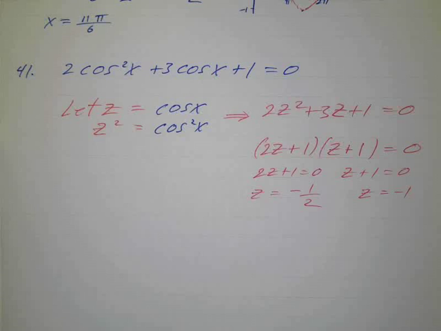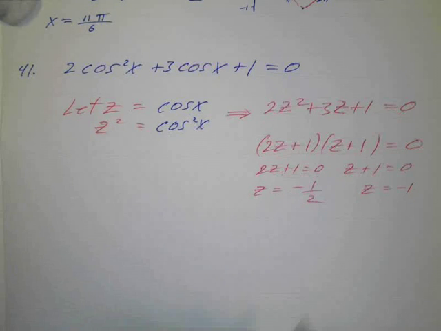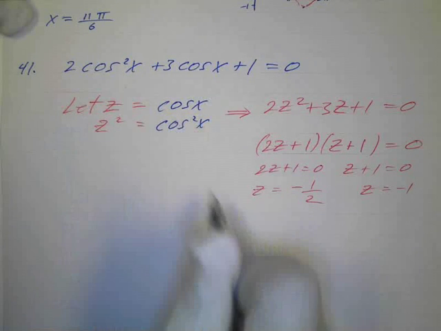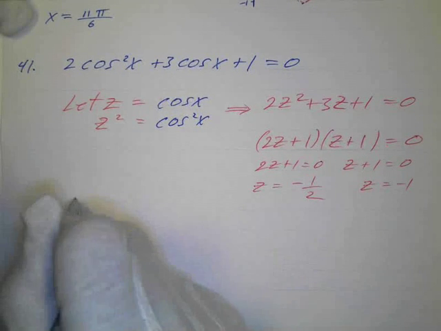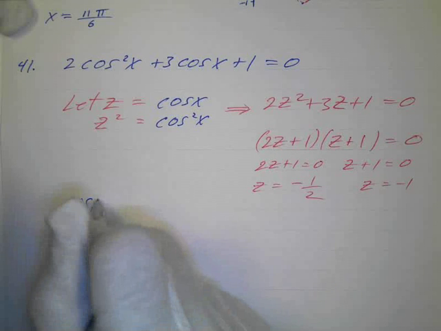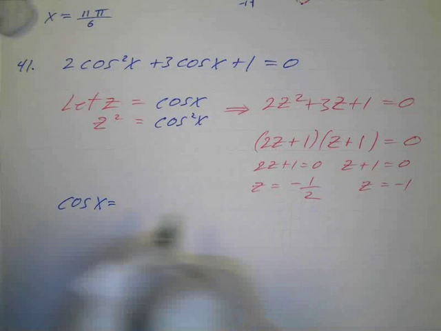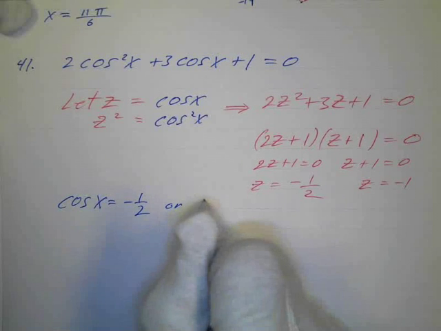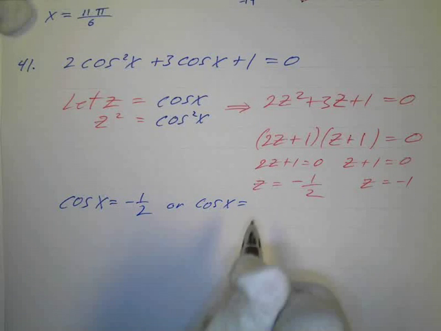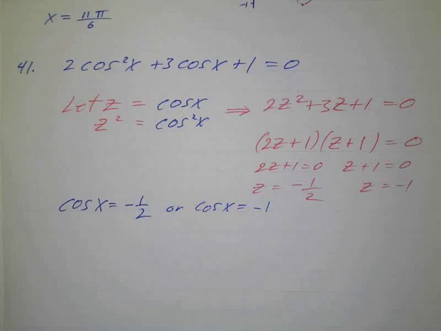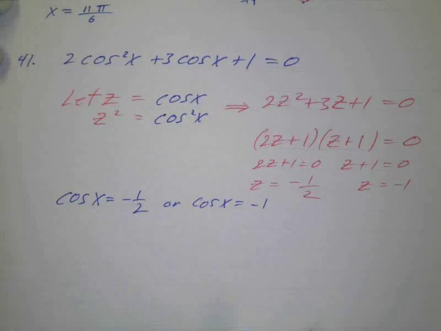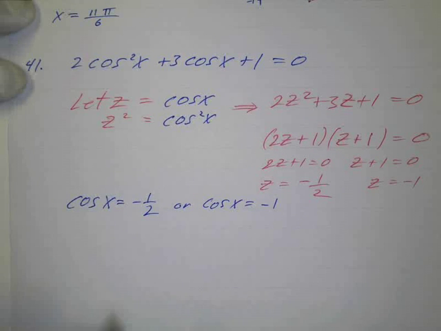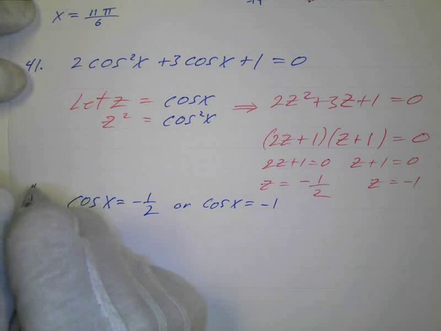All right. So we can put that back into our cosine. So z is the cosine, so we can just say the cosine of x equals negative 1/2, or cosine of x equals negative 1. Okay, so we know the cosine of x equals 1/2 at pi over 3.